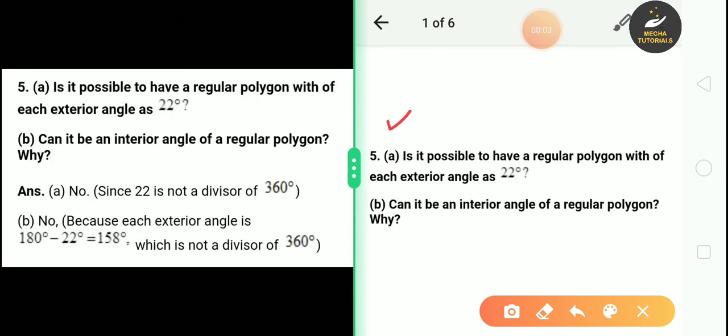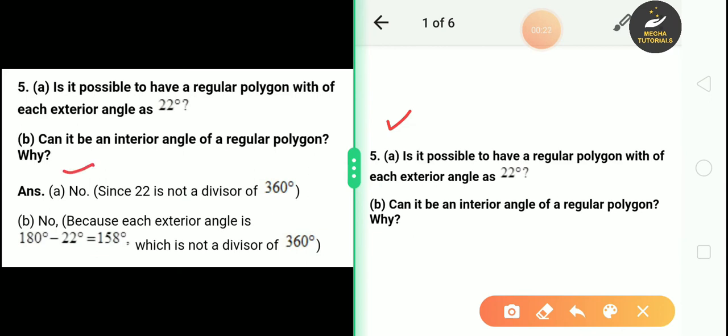Question number 5a. Is it possible to have a regular polygon with each exterior angle as 22 degree? And question b is, can it be an interior angle of a regular polygon? And also we have to write the reason why. Okay, so please see the solution on the left side.